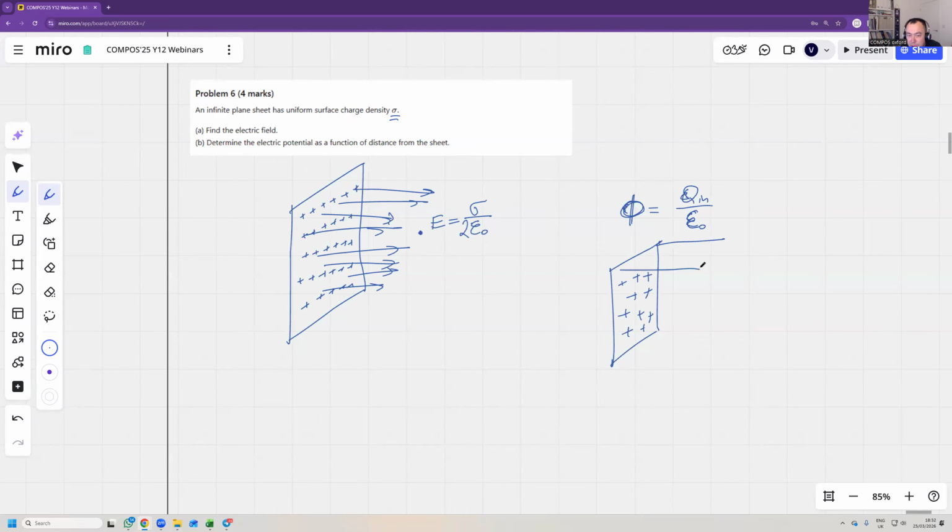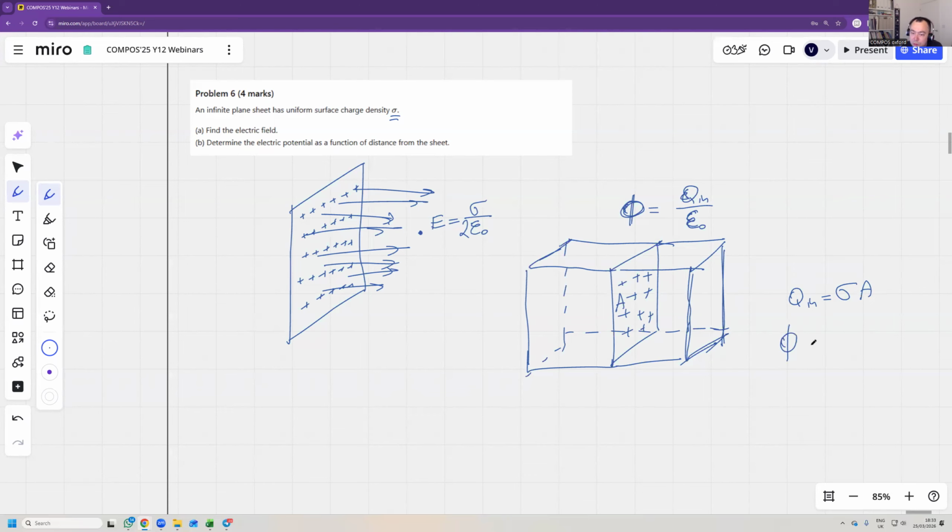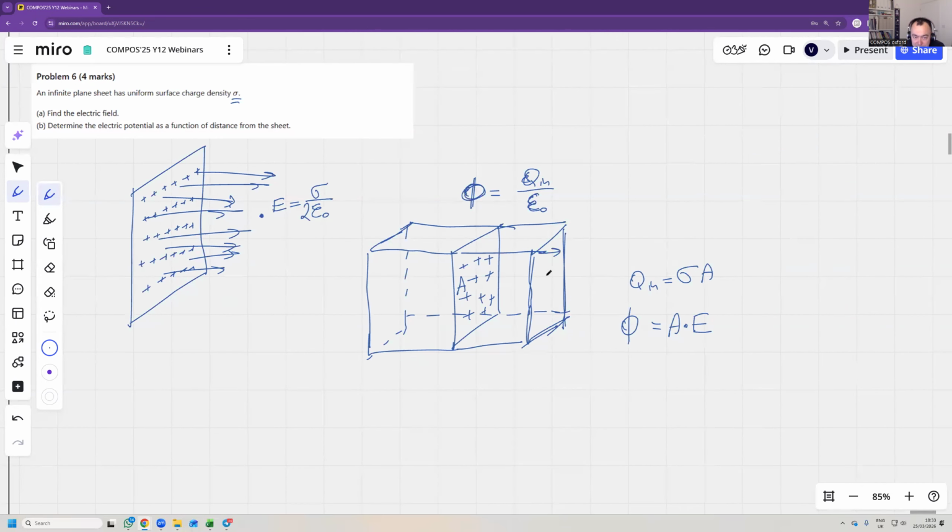We can take an imaginary cuboid, right? So this area is A. So the charge, Q in, would be sigma times A, surface charge density times A. And then the total flux, which is A multiplied by E, so that flux penetrates this section.